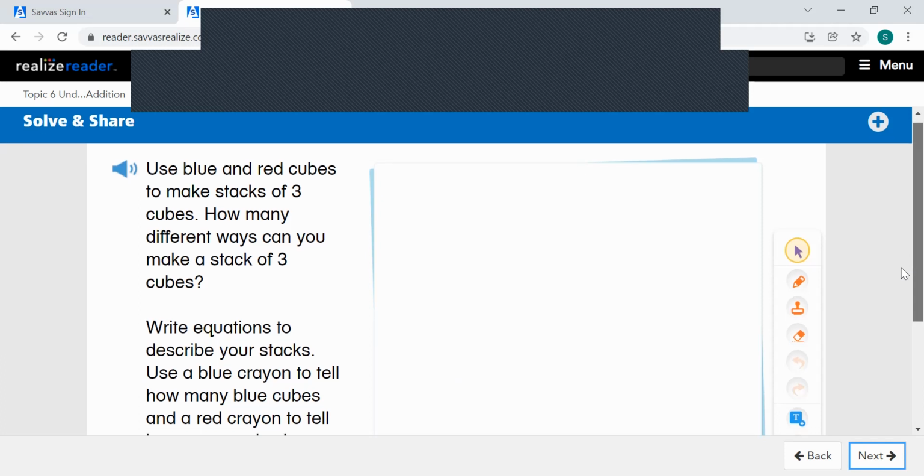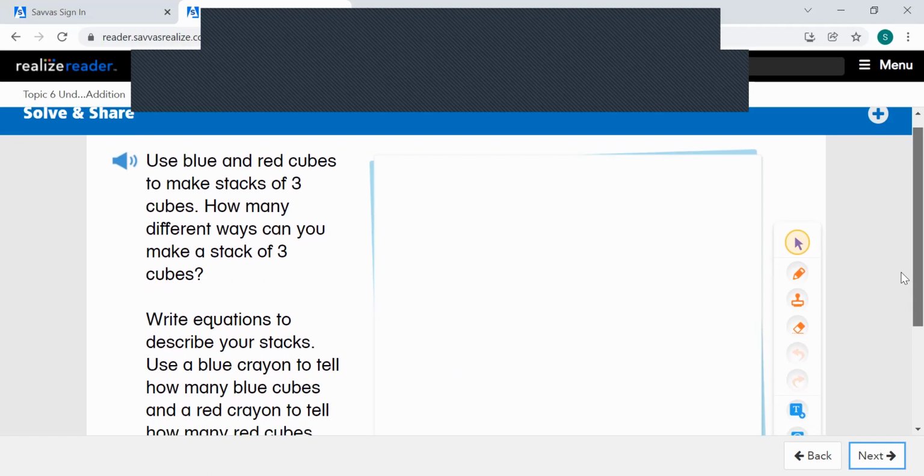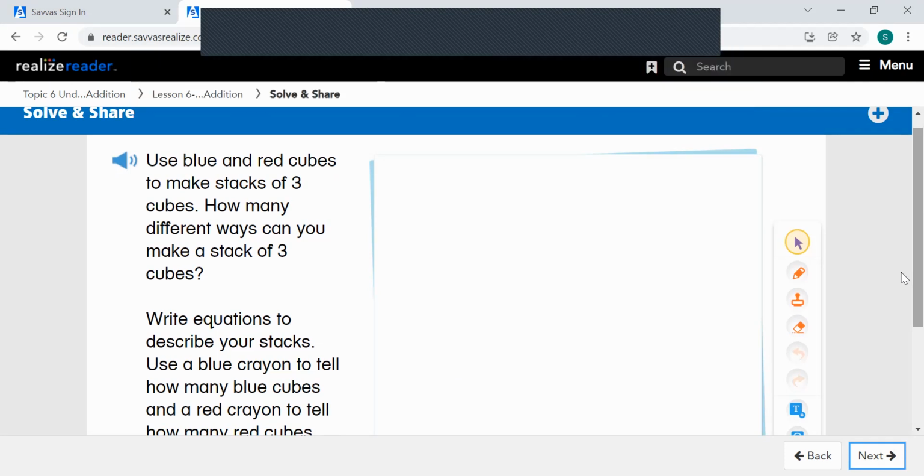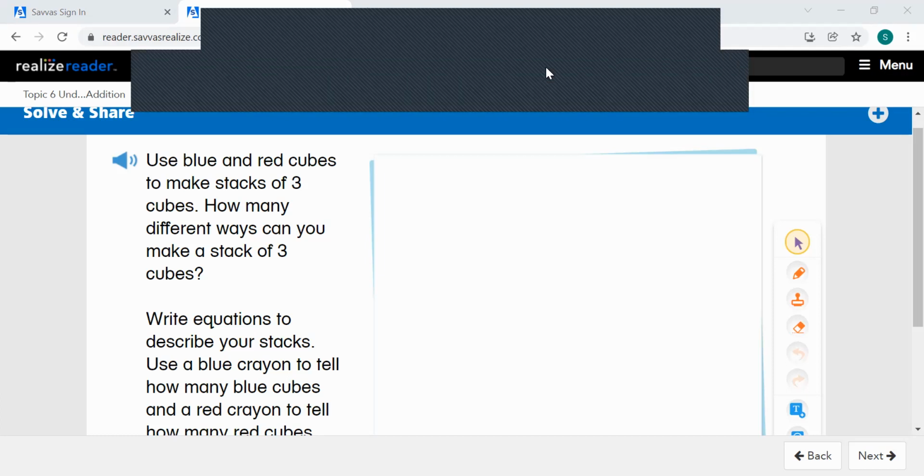We are going to use blue and red cubes to make stacks of 3 cubes. How many different ways can you make a stack of 3 cubes? So we're using red and blue cubes, and we are making stacks of 3. Let's see how many different ways we can make 3 stacks. First, I'm going to use red cubes.